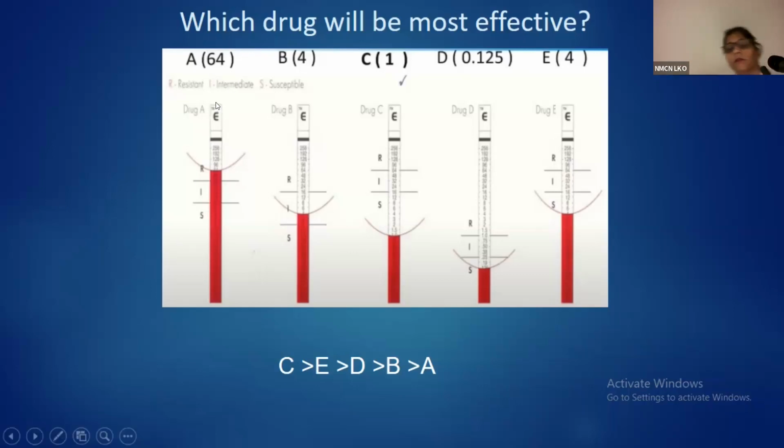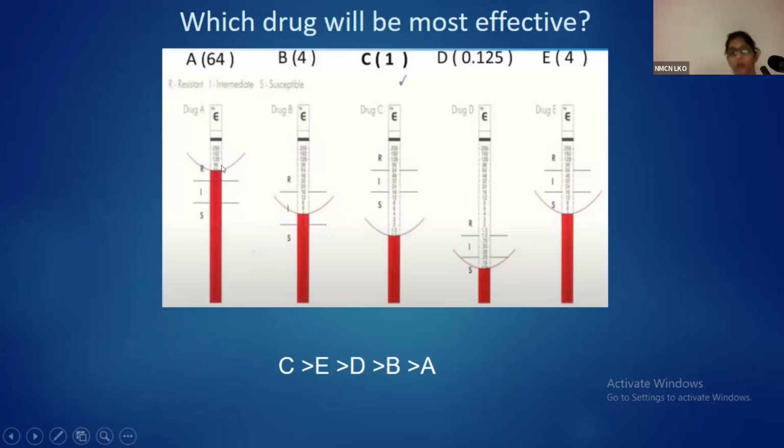This is the picture of E strip, which has a continuous gradient of antibiotic. This is a strip loaded with antibiotic in varying concentrations. Okay, you can see it. The highest concentration is 256, followed by 128, 96, and so on. So if you see the drug A, this is the edge of zone which was obtained for MIC.